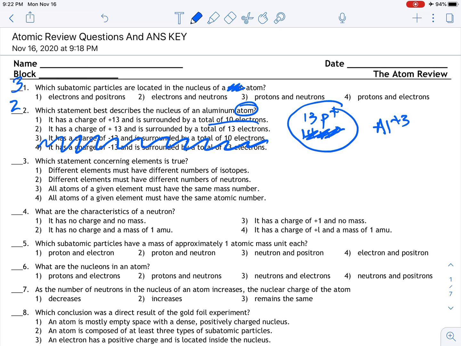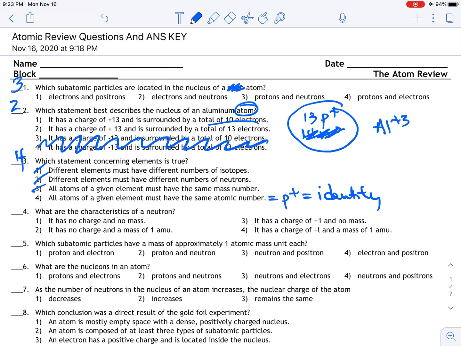Which statement concerning elements is true. Different elements must have different numbers of isotopes. That's not true. You can have the same number. Different elements must have different numbers of neutrons. No, they can have the same number. All atoms of a given element must have the same mass number. No, we've got isotopes. All atoms of a given element must have the same atomic number. That's right, because that's protons, which is identity. So it's choice 4.